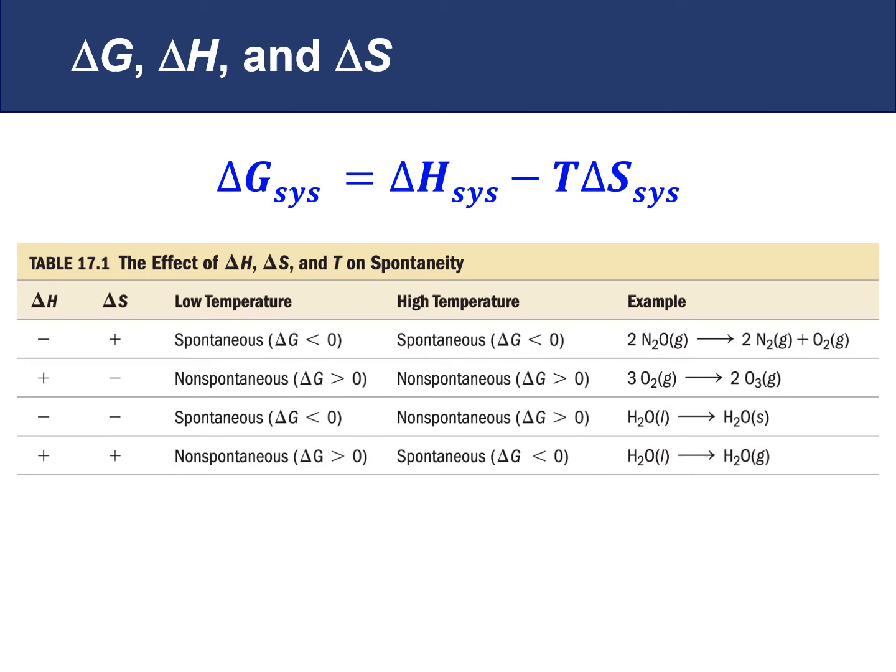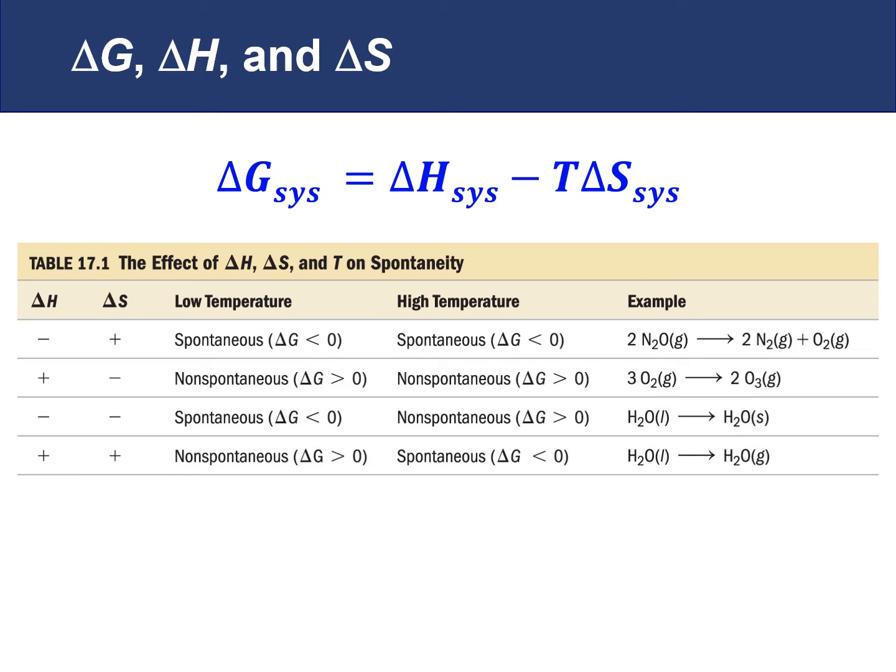So more pictorially, what we had just said is that when our delta H is negative, delta S is positive, the reaction will be spontaneous at low temperature. It will be spontaneous at high temperature. An example would be 2 N2O goes to form 2 N2 plus O2. A way of coming up with this table yourself is to look at the reaction and just look at what the signs are going to end up being.